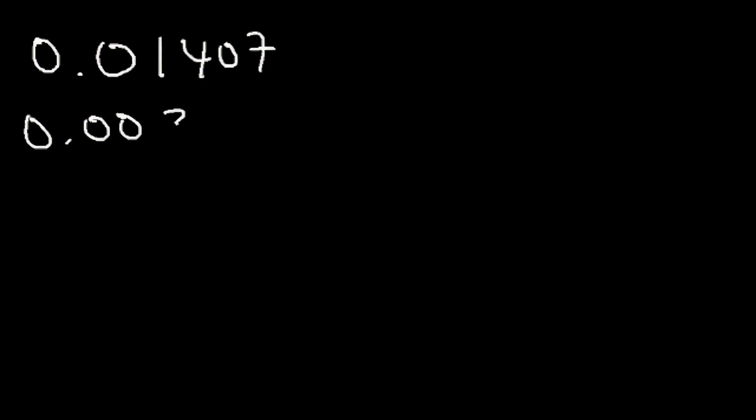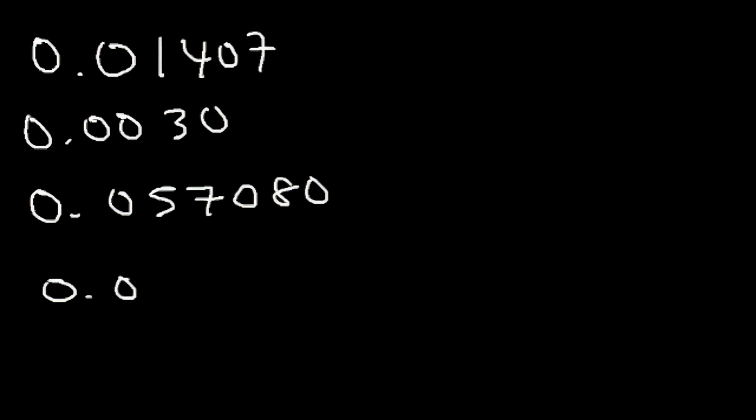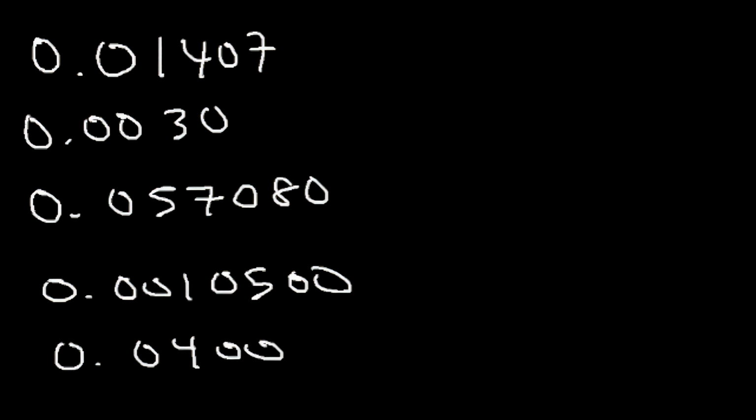Now what about these numbers? 0.01407, 0.0030, 0.057080, 0.00100500, and 0.04000. The zeros to the left, which are leading zeros, are never counted as significant, so we could ignore those zeros.